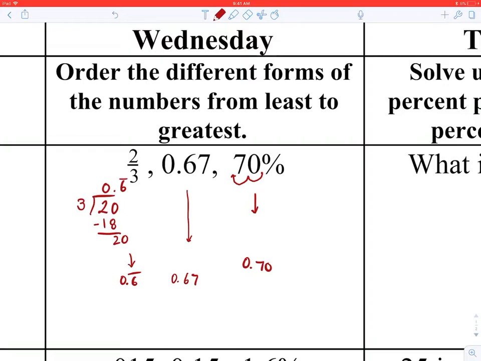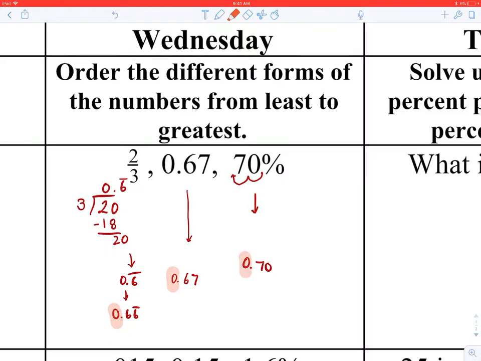Okay, now we just have to compare them in order from least to greatest. I'm going to extend this 0.6 repeating out to 2 decimal places. And it's still going to be repeating, but I'm just extending it out so that we can have 2 decimals in all of our numbers. And so now the next thing we're going to do is look at the place value of the numbers.